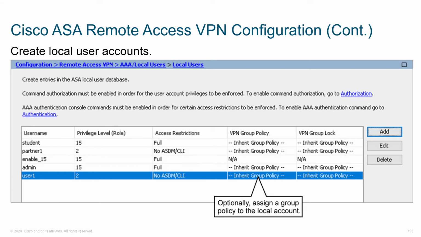So to create local user accounts on the ASA, pretty straightforward. We go to Configuration, Remote Access, AAA Local Users, and we can add a user. Once a user is added, you can see the VPN group policy right here. So everybody's just going to inherit, but if we want to, we can select that and change it to a more specific group.